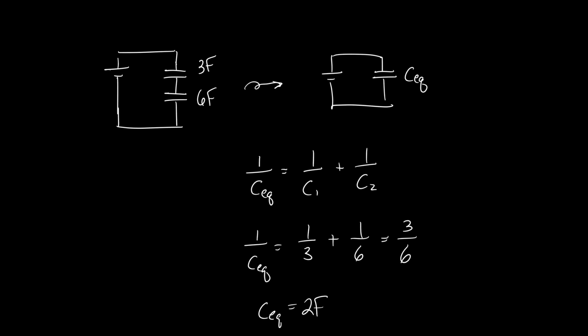Of course, you might wonder, well, why would you bother to do that? Don't you want more capacitance? Not necessarily. What if your circuit required 2 farads of capacitance and all you had was 3s and 6s? This is how you would do it. There's more than just this. I want to demonstrate what you're supposed to be able to do with this.